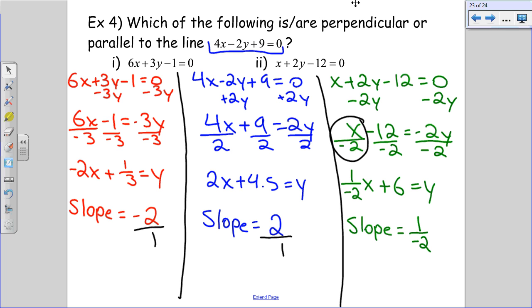If you look at the blue one and compare it to the green one, that's what perpendicular should have looked like. Because that one is different symbol and flipped. That can be tricky, right? So make sure it's negative and flipped.